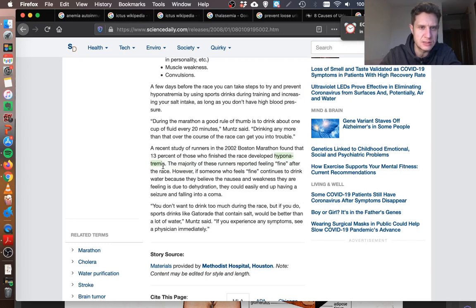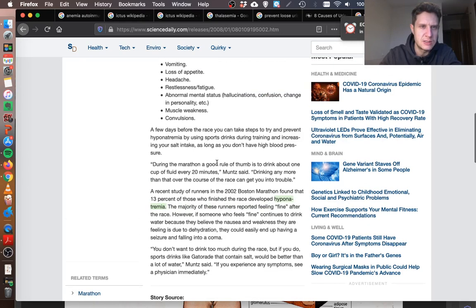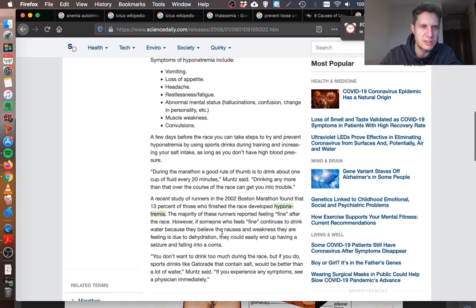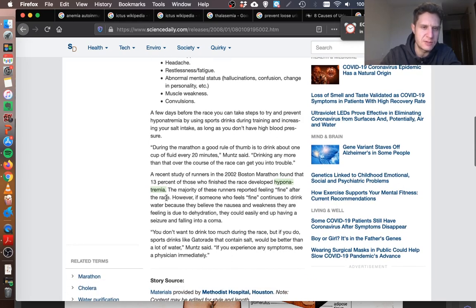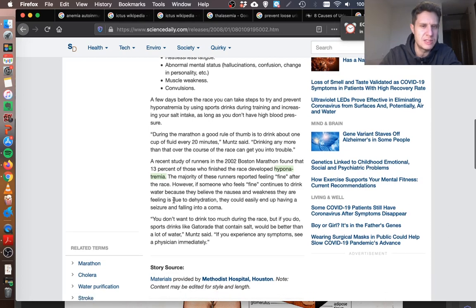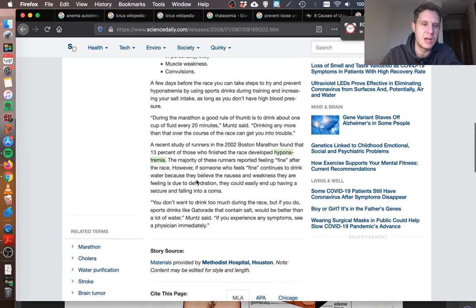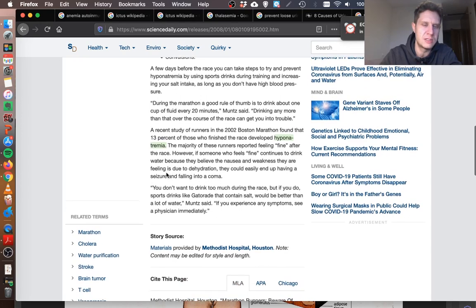Hypothermia? Yes, hypothermia is being caused. The majority of these runners reported feeling fine after the race. However, if someone who feels fine continues drinking water because they believe the nausea and the weakness they are feeling is due to dehydration, they could easily end up having a seizure or falling into a coma. Yes, they faint.